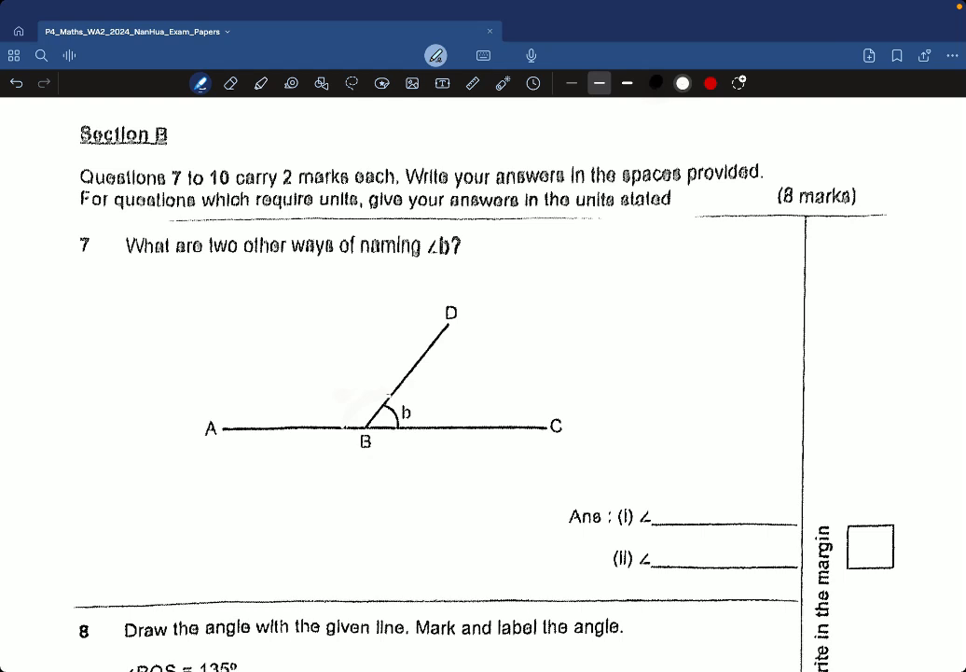So this is D, B, and C. And the second way is the opposite, C, B, and D. That's it. So it's C, B, and D. All right. Pretty straightforward. Let's move on to the next question.